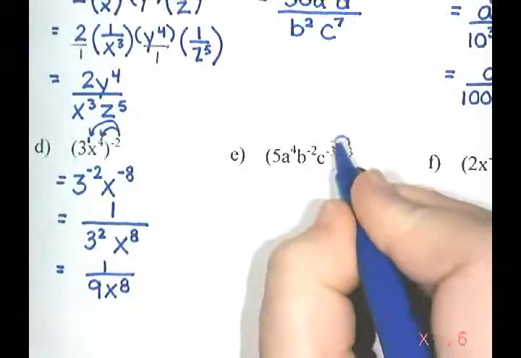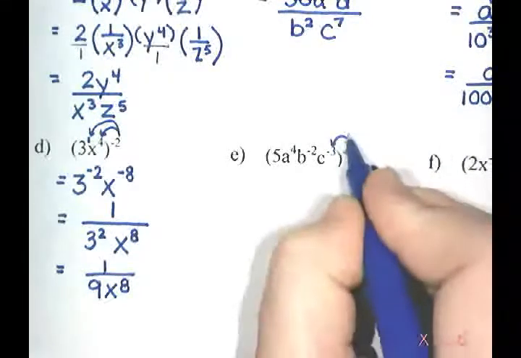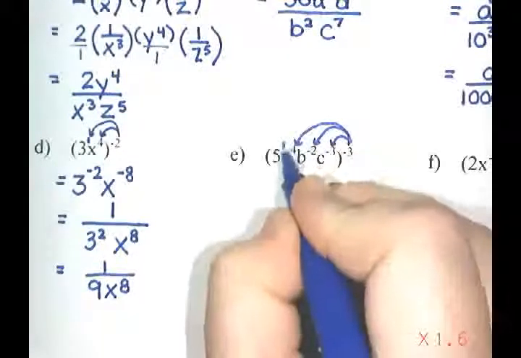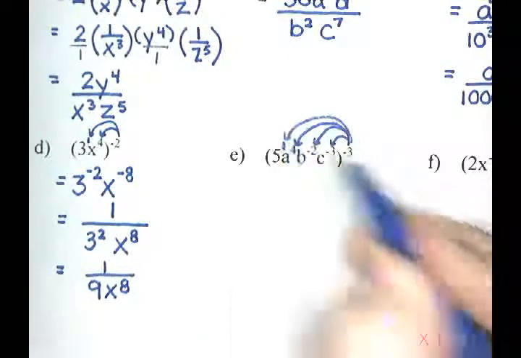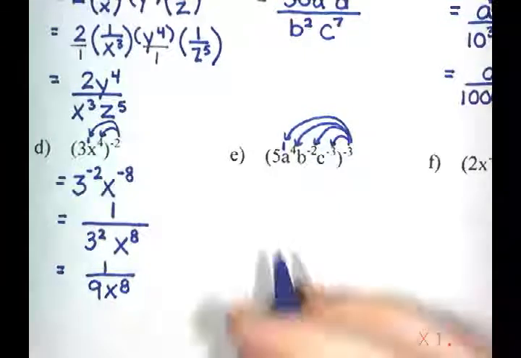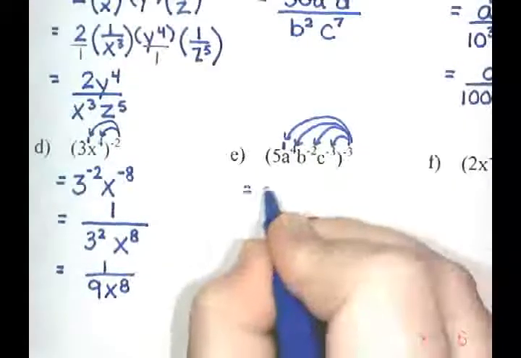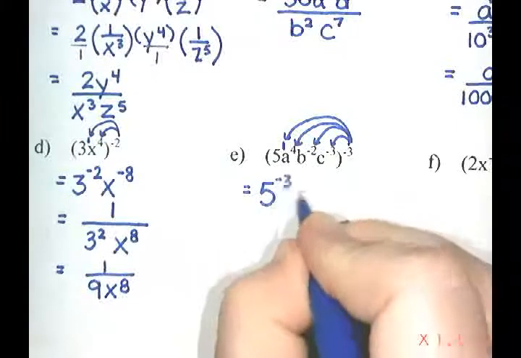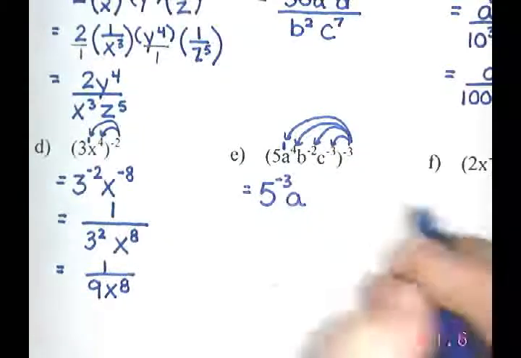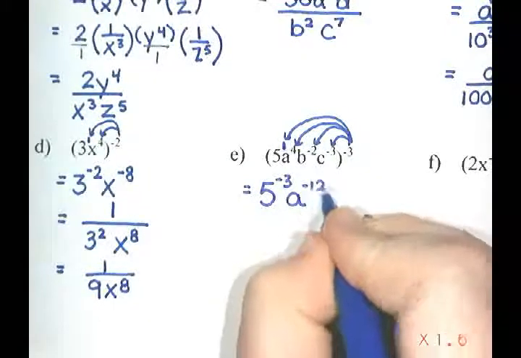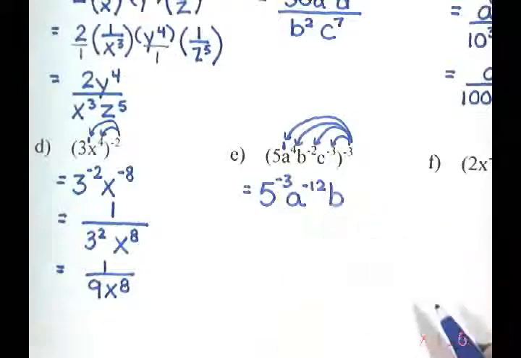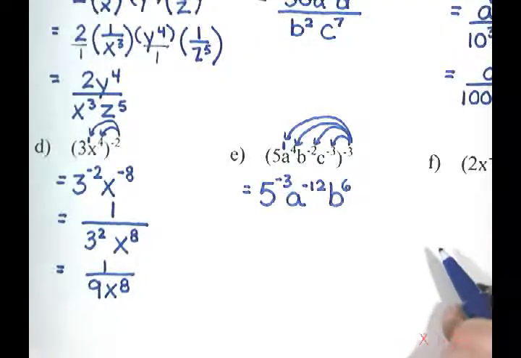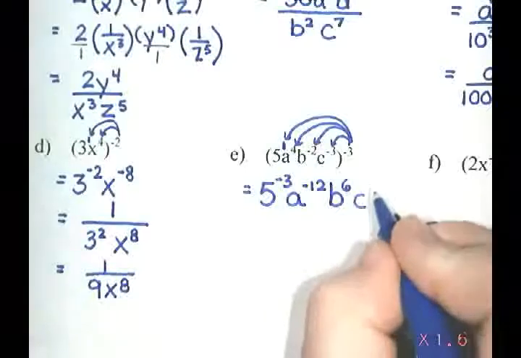So I'm going to multiply negative 3 by negative 3, negative 2, 4, and that secret exponent on the 5. So I'm going to end up with 5 to the power of 1 times negative 3, which is negative 3, a to the 4 times negative 3, which is negative 12, b to the negative 2 times negative 3, which is positive 6, and c to the negative 3 times negative 3, which is positive 9.